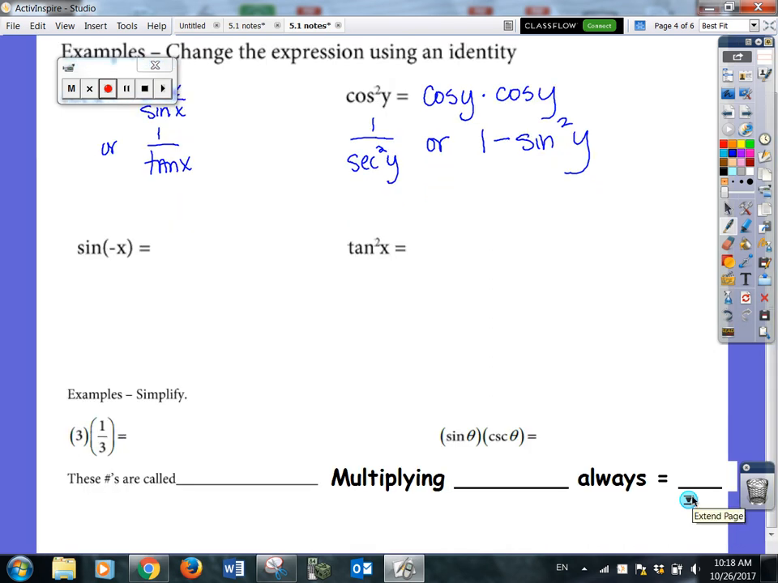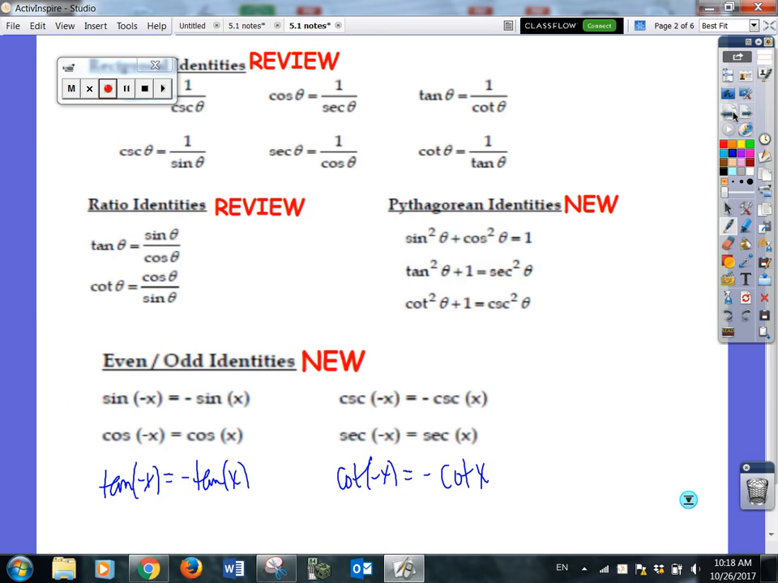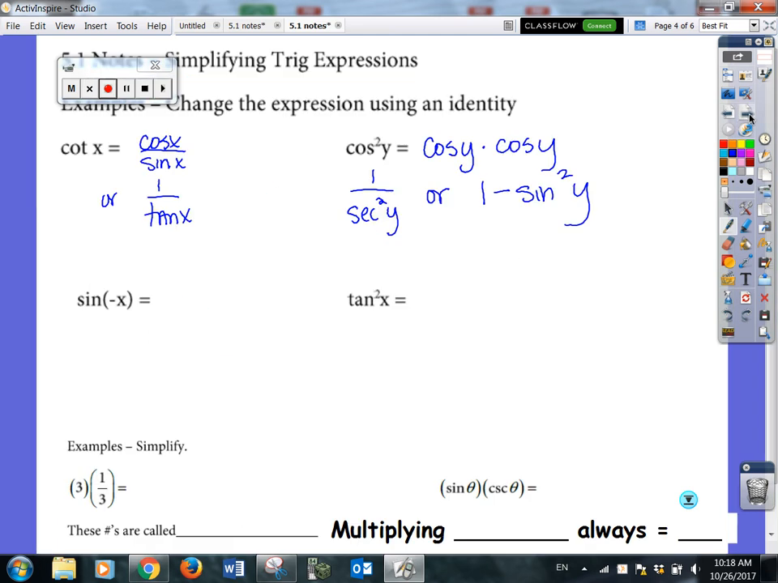Now this next one, sine negative x. Again, that is our even-odd identities. We never want a negative in the parentheses, so we need to simplify that. The right side is the simplified version. And so that is going to equal negative sine x. From negative sine x, we can make that negative 1 over cosecant x. Again, that's not simplified, but that's just another way to change it.